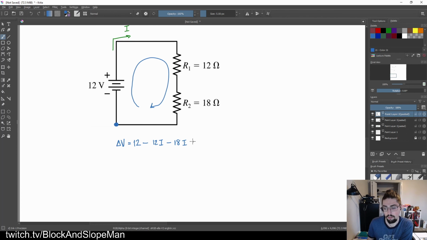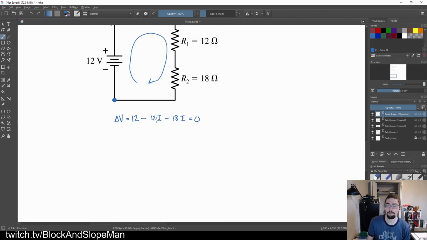Back to our starting point, equal to 0. Again, I don't have anything crazy going on here, right? There's only one unknown, so let's go ahead and combine like terms. 12 minus 30 I. Rearrange it. I is equal to 12 divided by 30. I get a positive, for the first time, 0.4 amps.